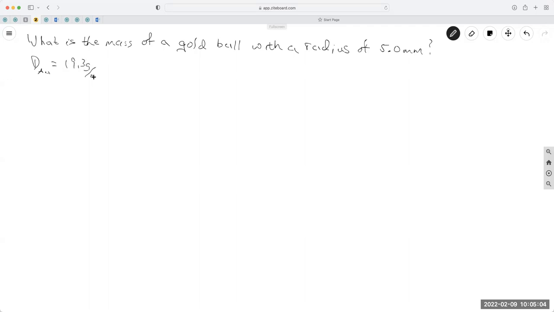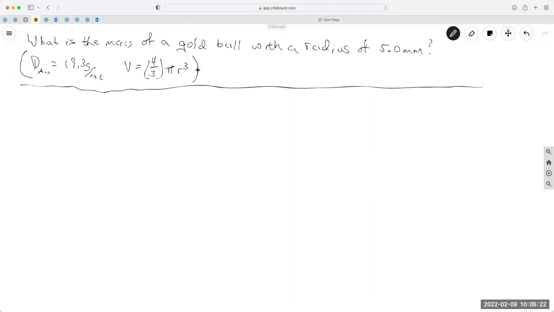19.3 grams per milliliter. And the volume of a sphere is 4/3 pi r cubed. So this is information I'd give you in the problem. I do not expect you to know volume formulas, all right? So I would give you this. I think volume of a rectangular solid is reasonable to expect people to know. So if I gave you a cube or something, but you know what, during the test, I always tell students, you can come up to the desk and you can ask me anything during the test.